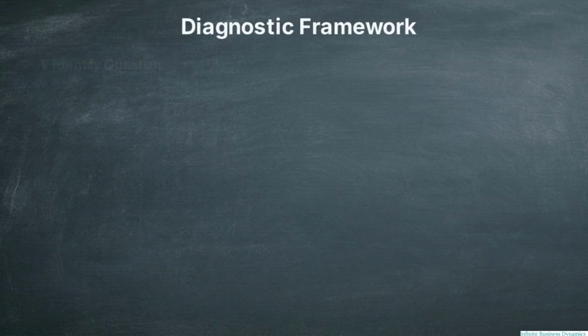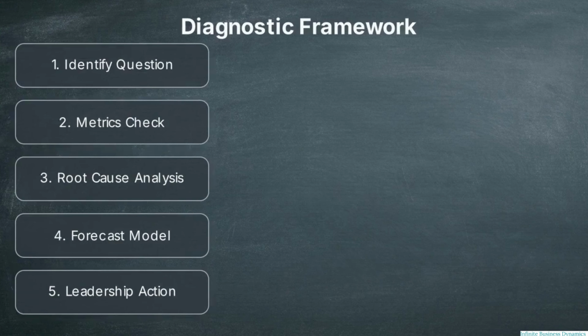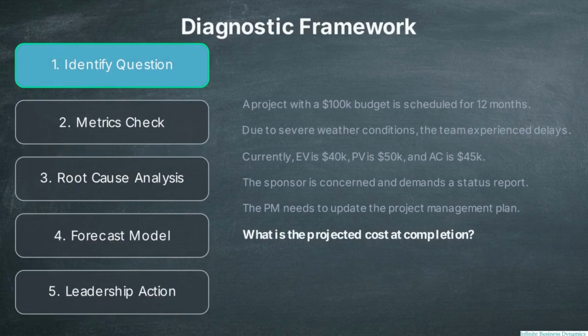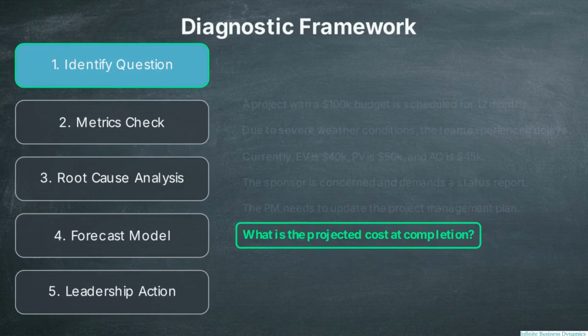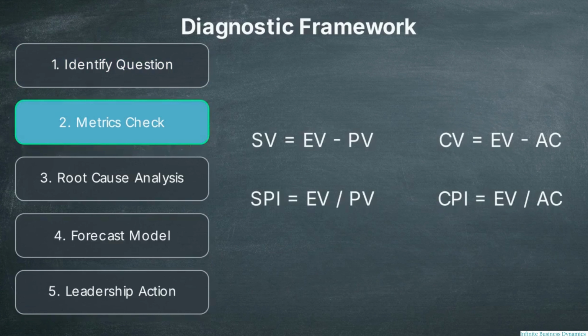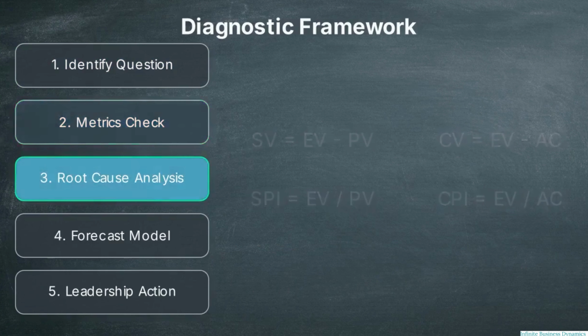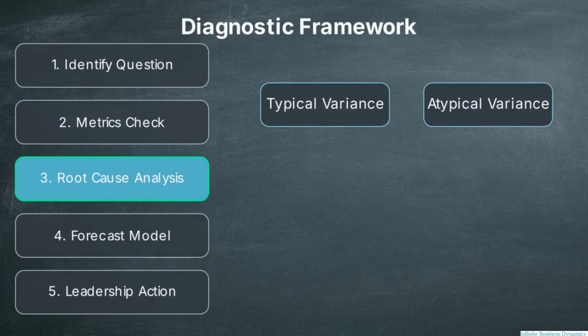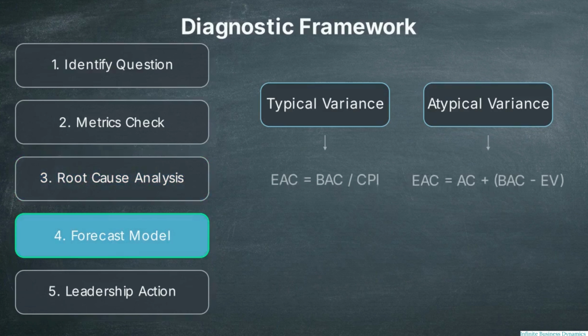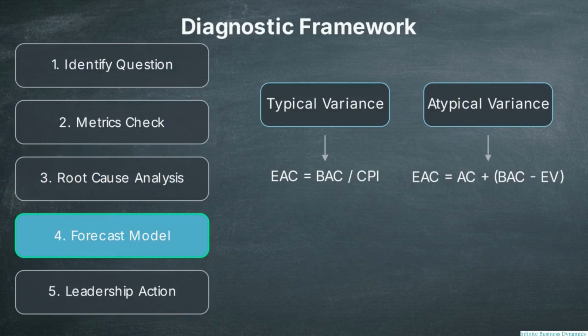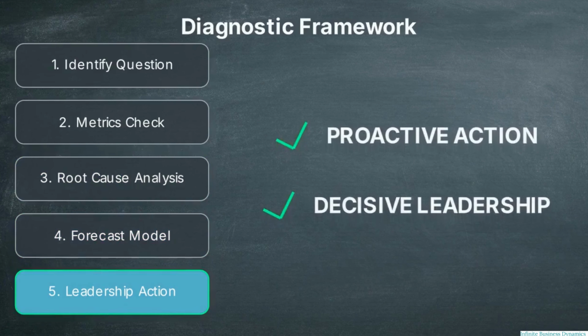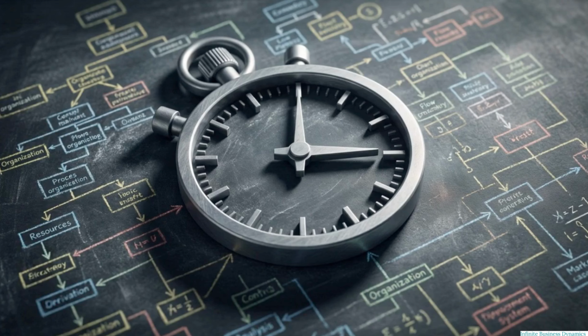To solve dense scenario questions without losing time, use a rigid diagnostic framework. Step 1. Read the last sentence first. Isolating the actual question prevents the test taker from being distracted by the irrelevant data points often packed into the beginning of the paragraph. Step 2. Establish current status by calculating SV, CV, SPI, and CPI. Step 3. Scan text for atypical or typical root causes. Step 4. Select the forecasting formula corresponding to that root cause. Step 5. Select the proactive management action aligned with the PMI mindset. This engine ensures the math aligns with the situation, stripping away the complexity of the question and saving critical seconds.